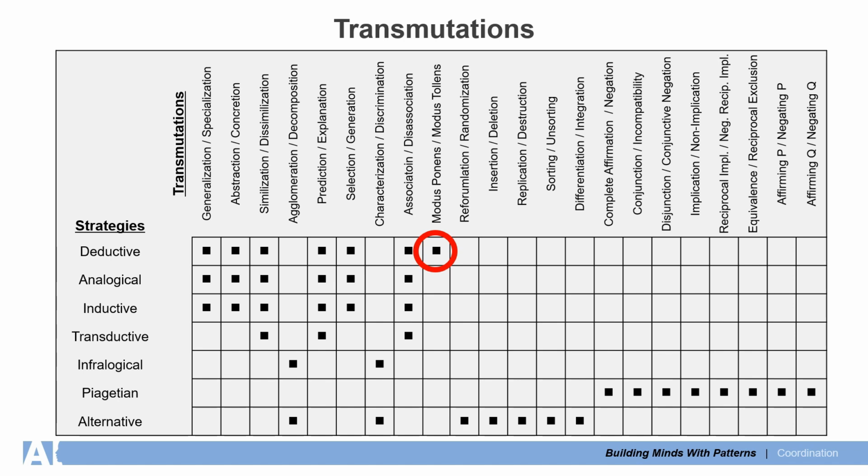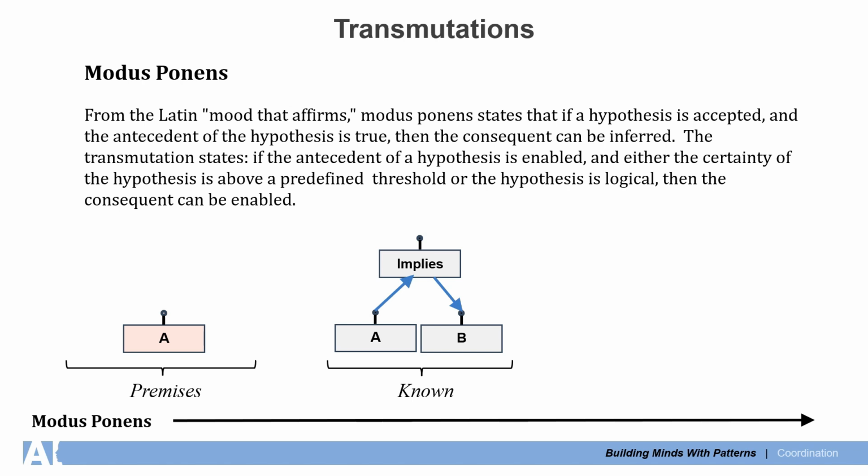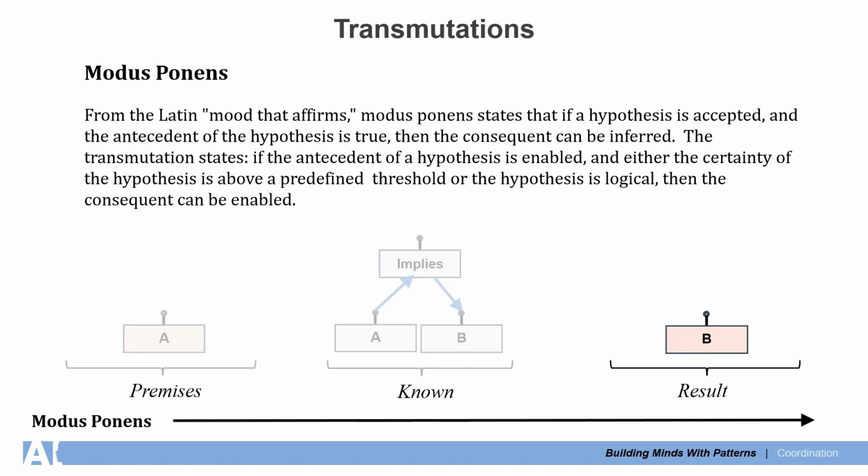Modus ponens and modus tollens are done in a deductive manner. Modus ponens, from the Latin mood that affirms, states that if a hypothesis is accepted and the antecedent of the hypothesis is true, then the consequent can be inferred. The transmutation states if the antecedent of a hypothesis is enabled and either the certainty of the hypothesis is above a predefined threshold or the hypothesis is logical, then the consequent can be enabled. Here we have an activated premise A and a known implication or hypothesis, A implies B. Therefore, we have an activated result, B.